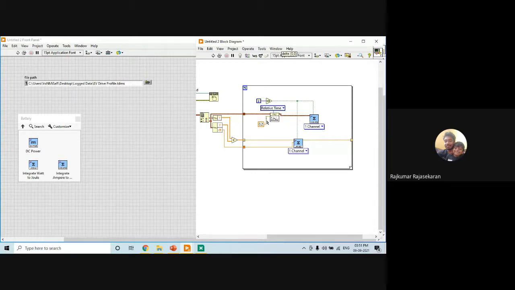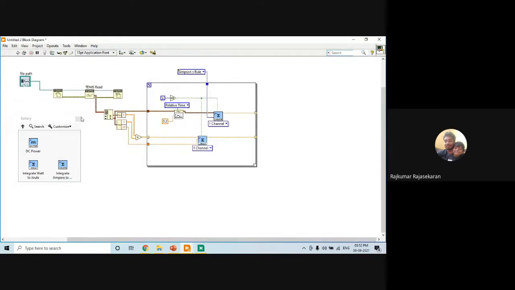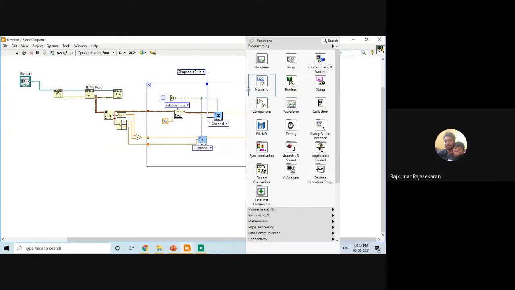Okay, not this one. Duration. Right. And it's asking me for integration method. Okay, it doesn't matter, a simple tool also we can use, not a problem. And what we get here is cumulative charge. And we tend to plot all of them together.